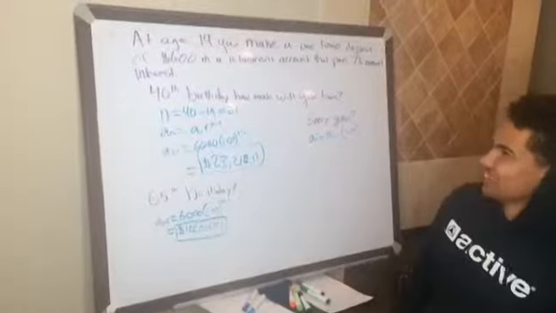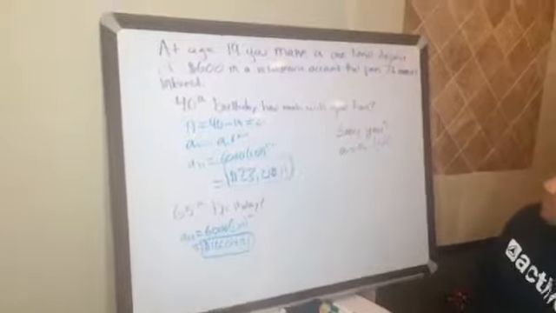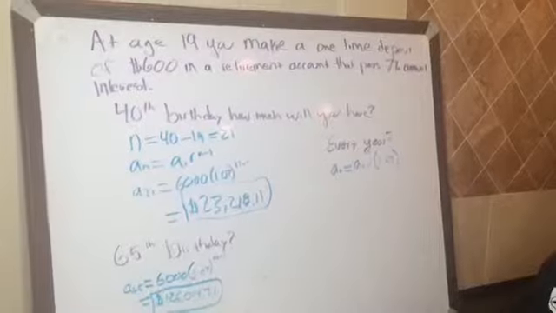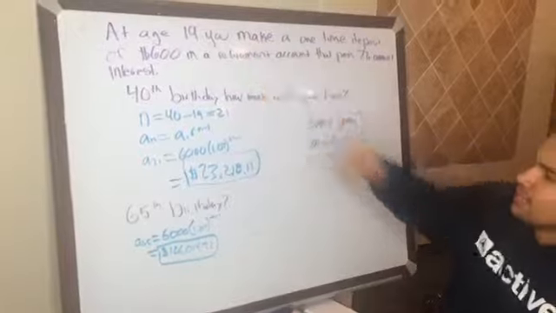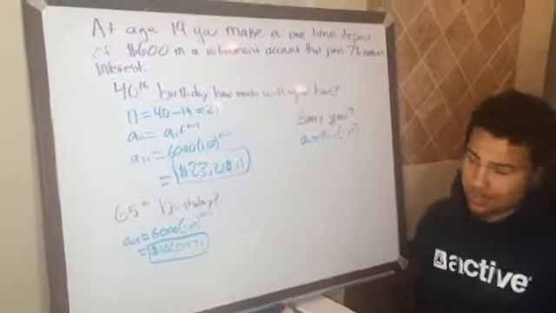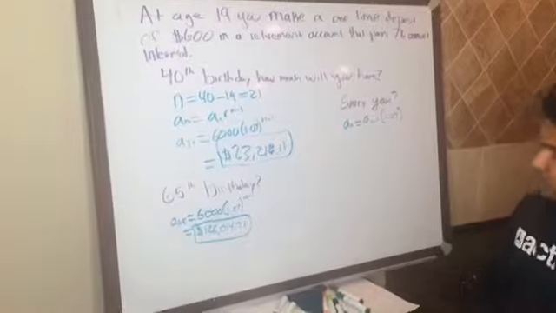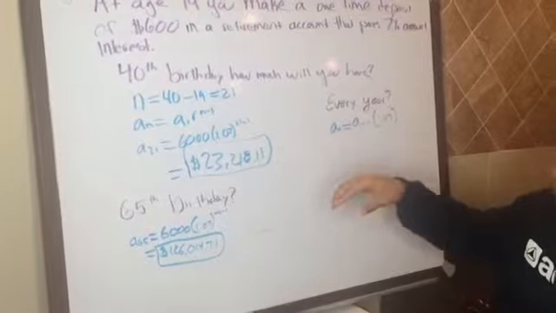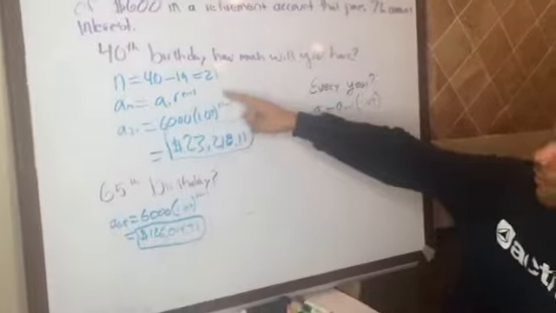Oh, okay. So, at age 19, you make a one-time deposit of $6,000 in a retirement account that pays 7% interest per year. On your 40th birthday, how much will you have? We take our 40th birthday, and since we started at 19, we subtract 19, which gets us to 21. We're going to use our formula a_n equals a_1 r to the power n minus 1. When we plug that in, we get 6,000, and it's 7% interest. In multiplication form, it's 1.07, so keep that in mind. So we put that there, and we put 21 for n minus 1.